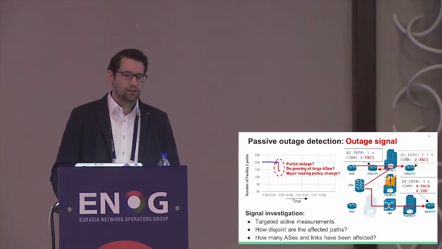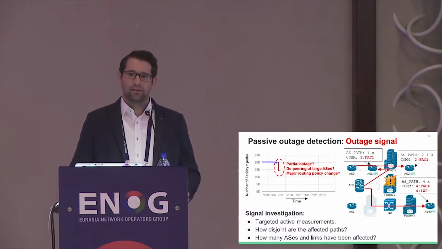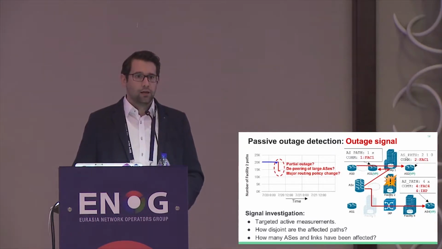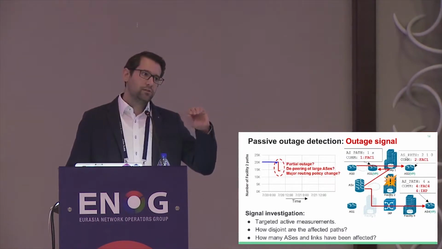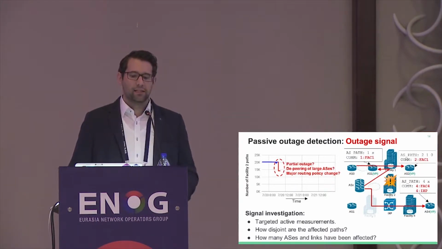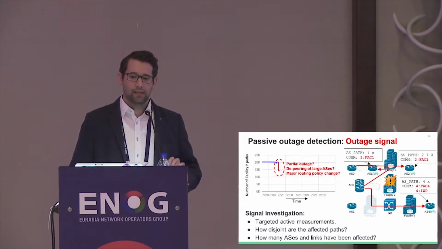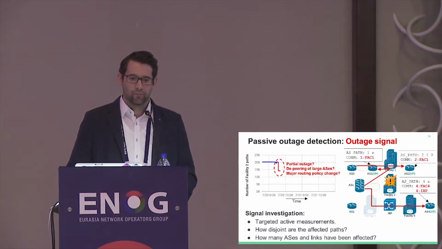So we start a signal investigation phase. We do targeted active measurements, leveraging the RIPE Atlas system, and we try to distinguish how disjoint the affected paths are. Are they completely disjoint, or is it a joint set, to really infer whether it's related or not? And we need to have a notion of how many AS links have been affected. Is it distributed across different ASs? Is it just one AS? Those things really help us to get a better understanding of the situation.